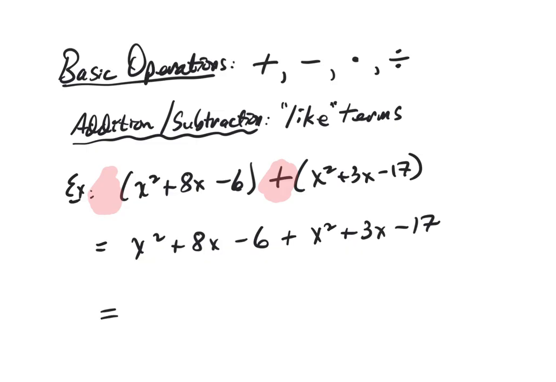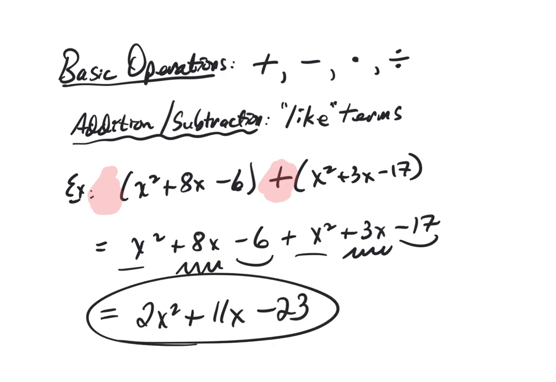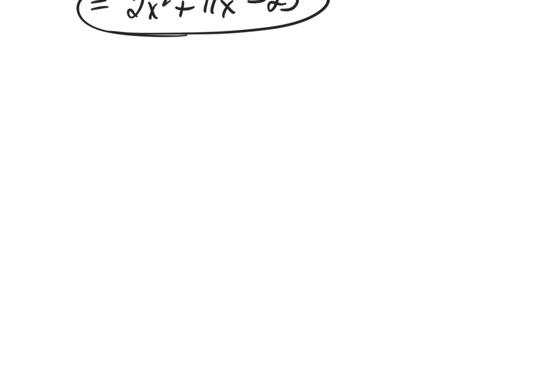Now combining like terms, 1x squared and 1x squared would be 2x squared. 8x and 3x would be 11x. Negative 6 and negative 17 is negative 23. So the sum of these two trinomials would be 2x squared plus 11x minus 23. Okay, so pretty easy when it's addition. Like everything going back to elementary school, a little bit tougher with subtraction.